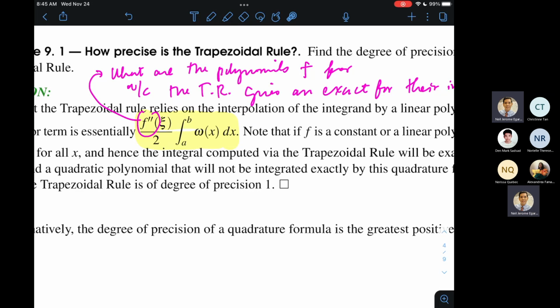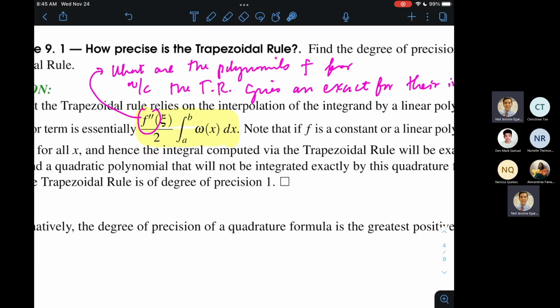But when we go to quadratic polynomials, yung second derivative ng quadratic polynomials ay constant, all right? And that constant is not necessarily equal to 0. So we can find at least one quadratic polynomial na yung f double prime at c over 2 ay hindi nagsi-zero. Okay? So making the entire error term not equal to 0. So we are guaranteed to find at least one quadratic polynomial for which the trapezoidal rule cannot give us the exact value of its integral.